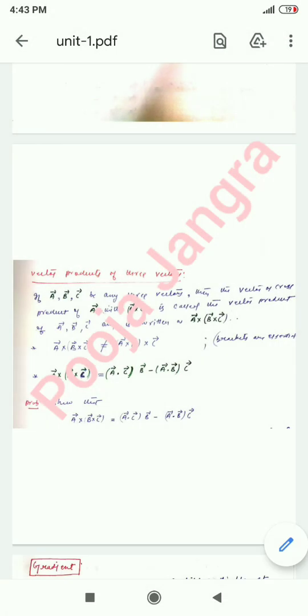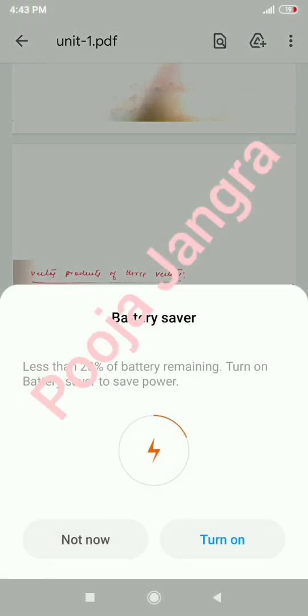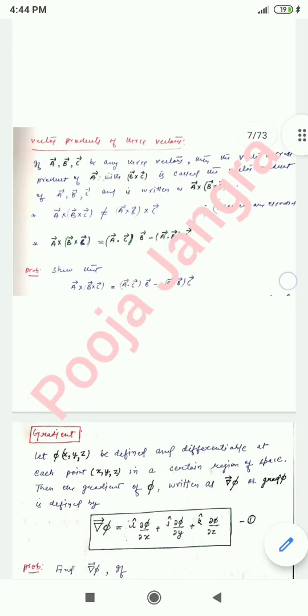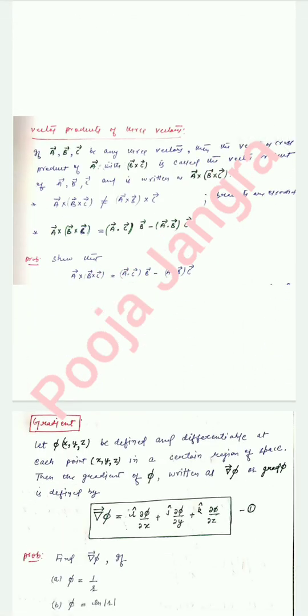The next problem is, show that A cross (B cross C) is equal to B(A dot C) minus C(A dot B). Means you need to prove this problem, so you can do it at your home. This is a very simple problem. At first it is a little lengthy, but you can easily solve this problem at your home if you do it step by step. Then the result comes out better. Again, if you need any help, you can contact me.